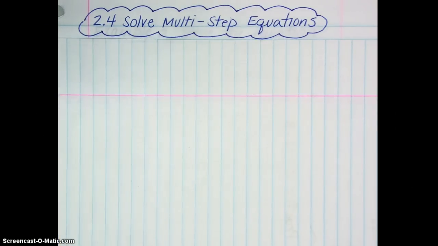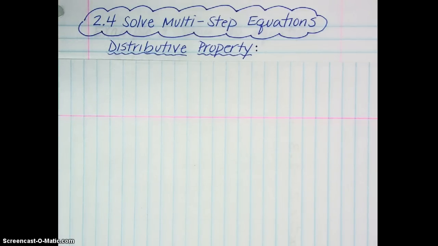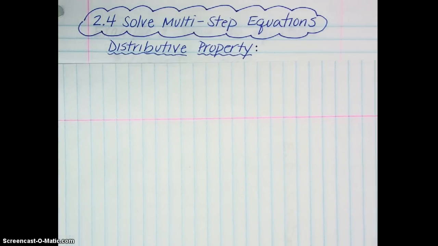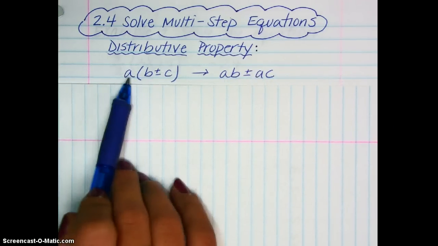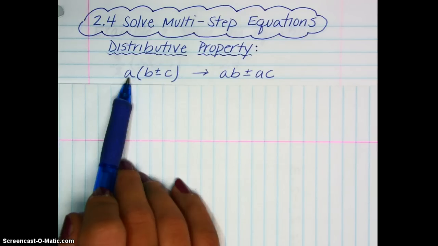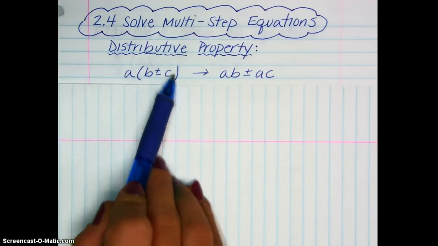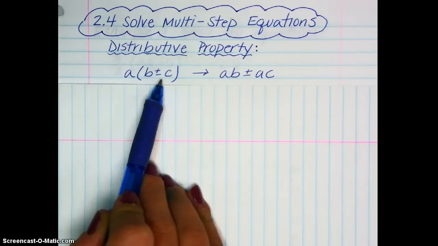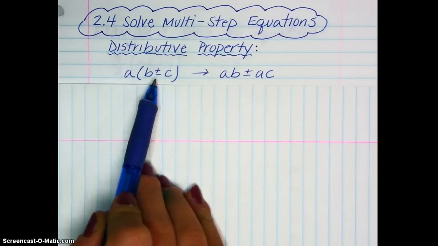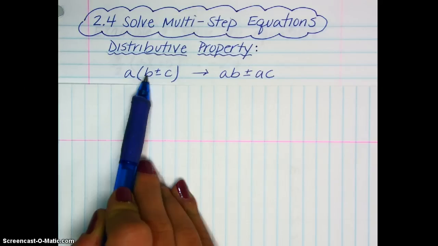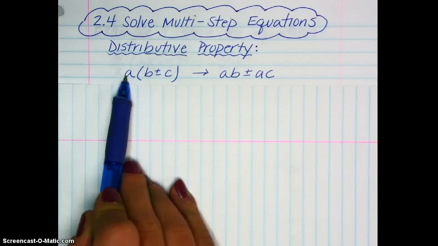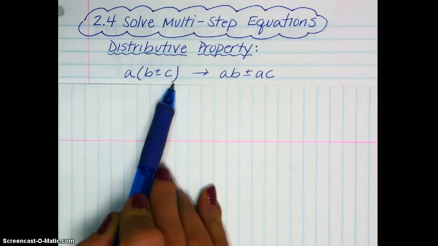So the main focus of this section is going to be the distributive property. So some equations we encounter have parentheses in them. So an example would be something like this, where you have a number or variable outside of a set of parentheses where inside something is being added or subtracted. And what you can do to simplify this is distribute the variable or the number inside of the parentheses and to multiply. So this means A times the quantity of B plus or minus C.